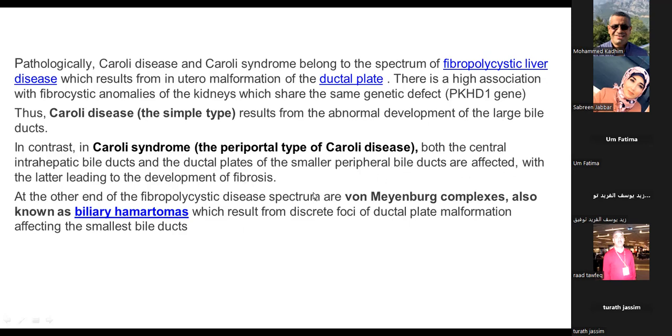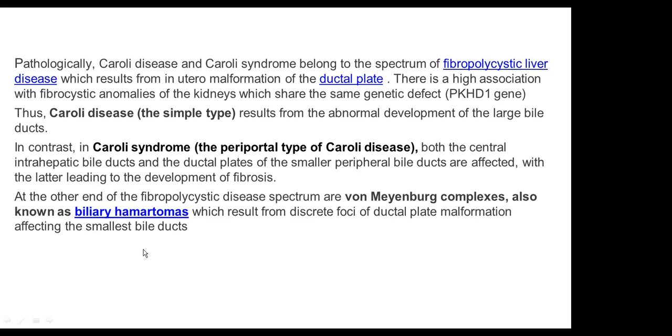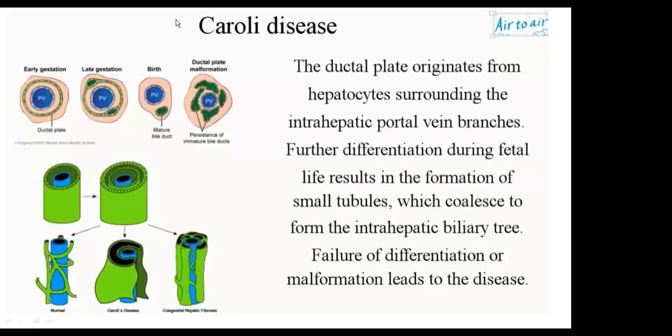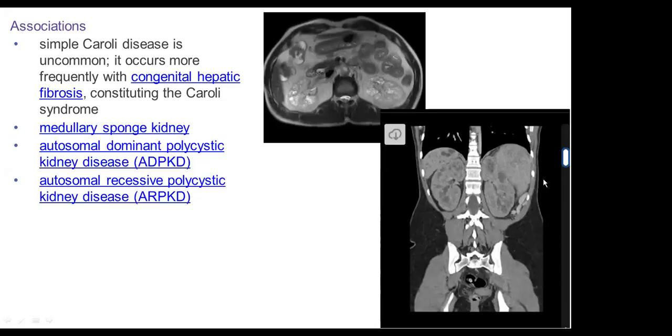At the other end of the spectrum, we have the von Meyenburg complexes, which are biliary hamartomas that result from discrete foci of ductal plate malformation, usually affecting the smallest bile ducts. Again, this is showing the ductal plate formation in early embryonic life, and this is in late gestation. And this is the normal mature pattern of the bile duct. And this is a case of ductal plate malformation, a failure of differentiation that leads to the formation of Caroli disease. What are the associations?